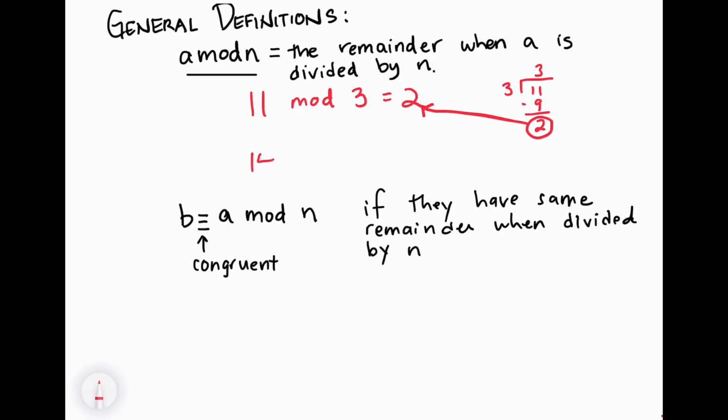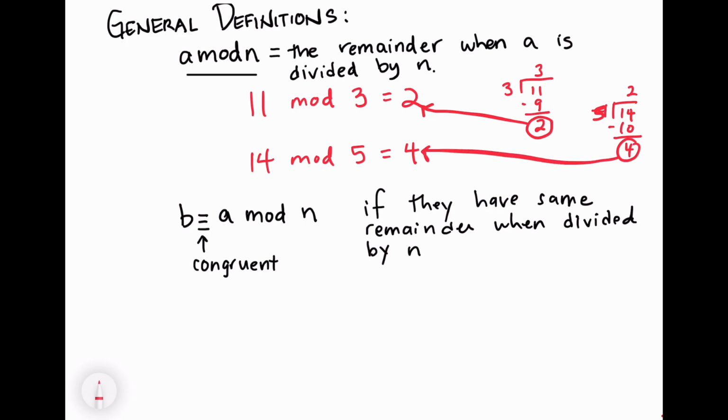Another example would be 14 mod 5. That is equal to 4. Because again, if I divide 5 into 14, it goes in twice, and the remainder is 4, so that's where we get this.